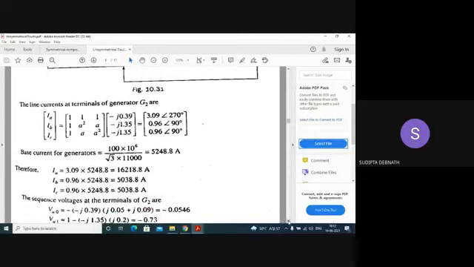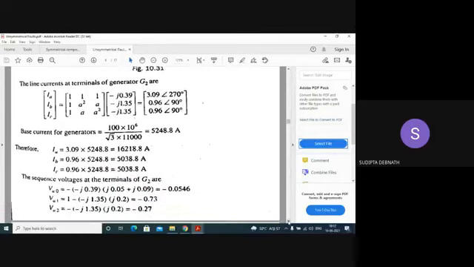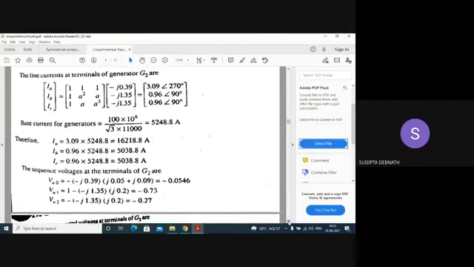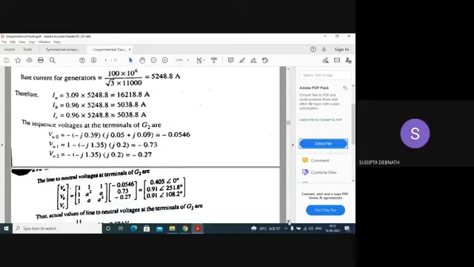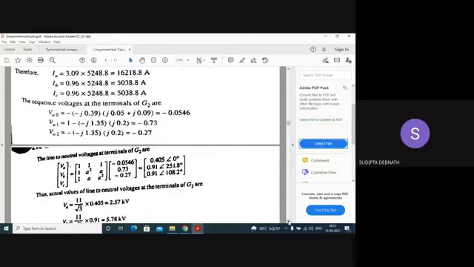Then the sequence terminal voltages of generator G2 are also just the same thing. VA0, VA1 and VA2, for VA1 you have to take the source. Up to this, it is just like the previous one, but this is only for generator G2. Now the line to neutral voltages they have found out. So VA, VB, VC. Once you know VA1, VA0 and VA2, you can easily find out VA, VB and VC. Then multiply it by the base value.